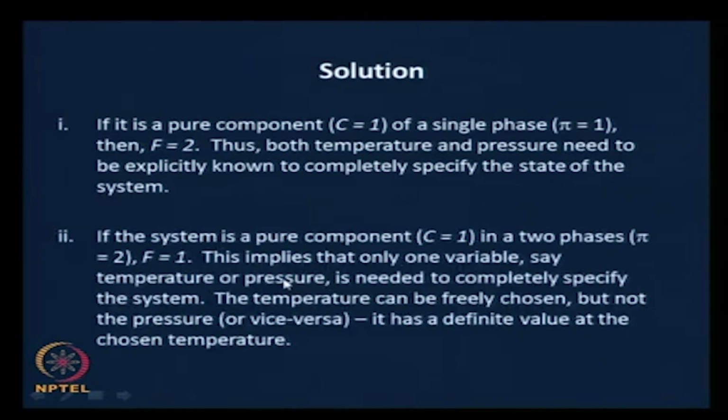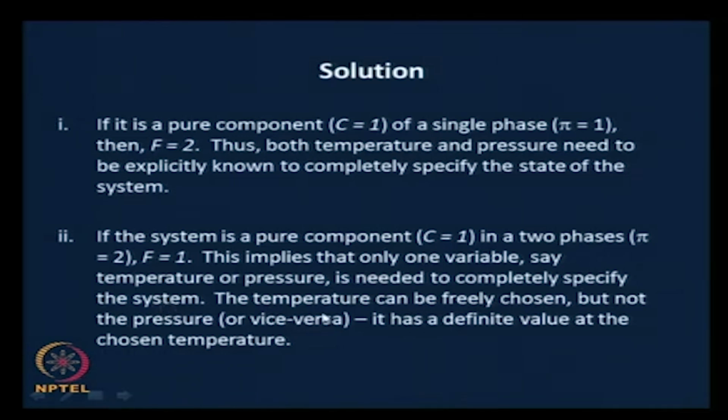The second example was if the system is a pure component with C equals 1 in two phases, pi equals 2, then F equals C minus pi plus 2, and that turns out to be 1. In this case we just need one variable, say temperature or pressure, and that is the only thing that is needed to completely specify the state of the system.